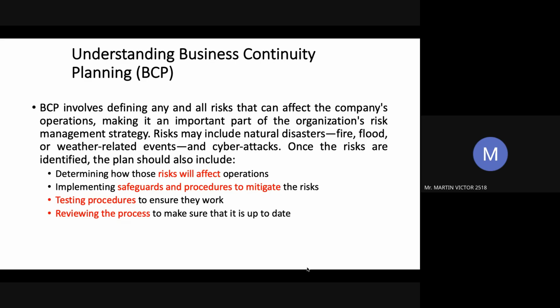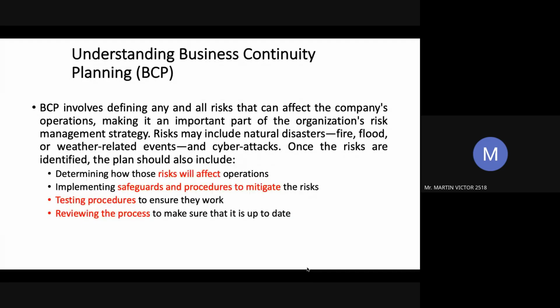Even if an organization is facing such kinds of disasters, how can the business be continued, as we said, during the disruption or after the disruption? For that, they should have a plan.